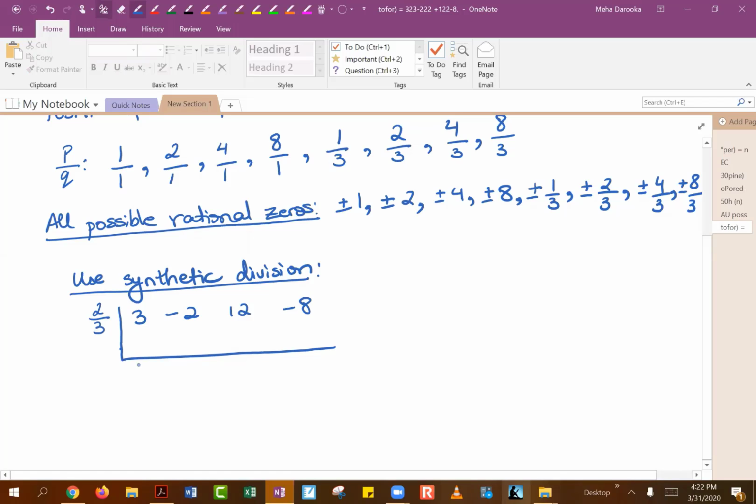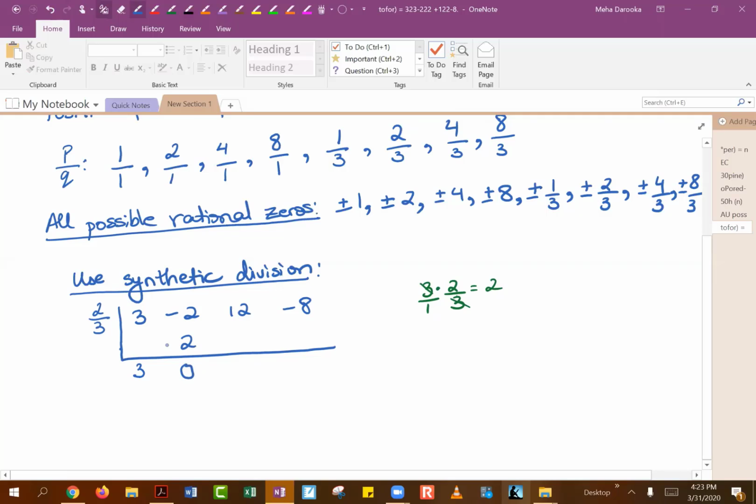So start by bringing that first 3 down, and then we're going to be multiplying 2/3 with 3. I'm going to do my scratch work here on the side. We're going to take the number 3 and multiply it by 2/3. Again, if it helps, you can write it over 1. Now you can multiply 3 times 2 and get 6 over 3. Or the other thing you can do is 3 and 3 are going to cancel each other out, and you get an answer of 2. So this guy will become a 2. Then add negative 2 and positive 2, which will end up giving us 0.